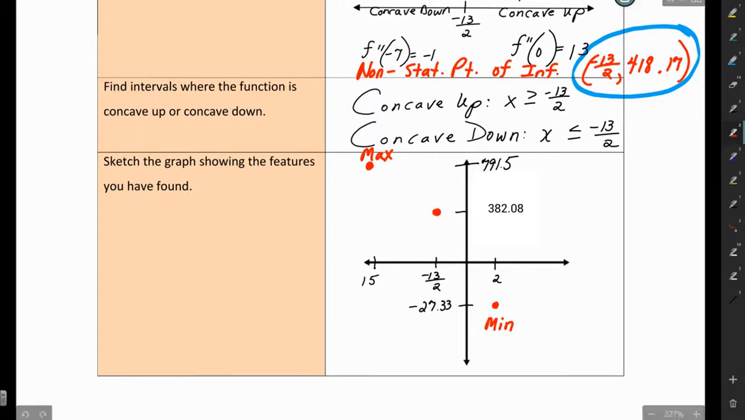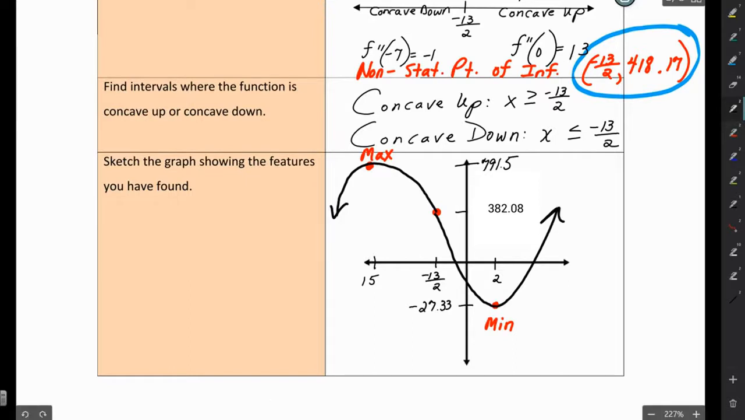So a non-stationary point of inflection means I'm going to be either increasing or decreasing. I have an increasing or decreasing tangent line at that point. All right, so I'm going to sketch my graph. I'm concave down. I change concavity right here. And there's my graph.